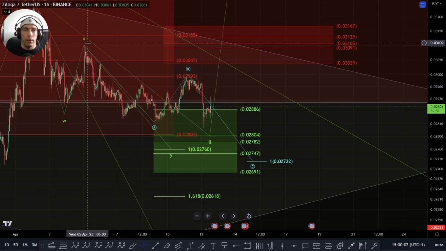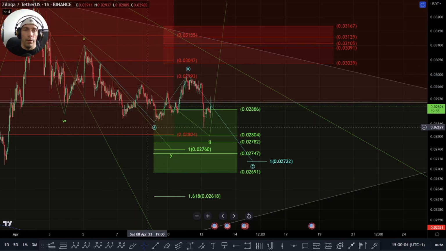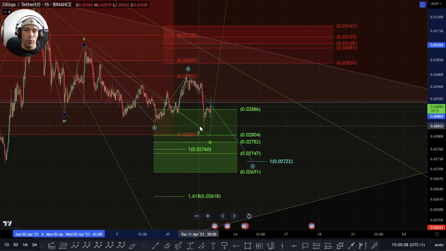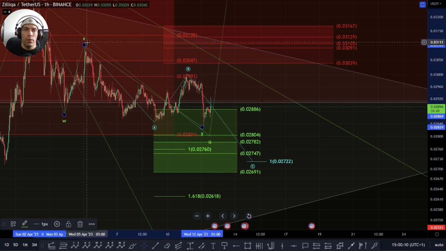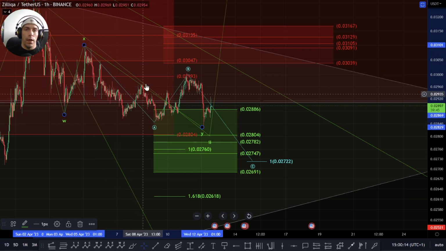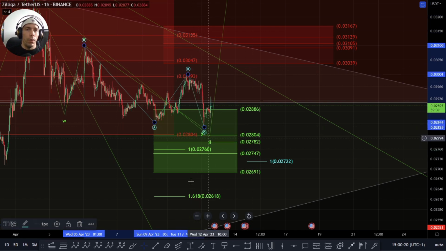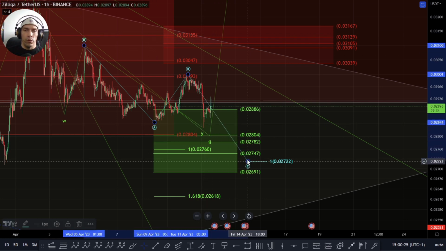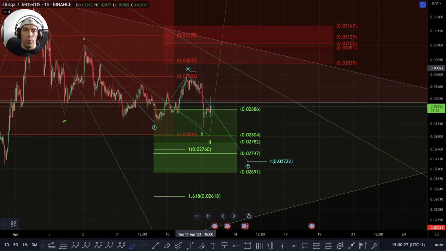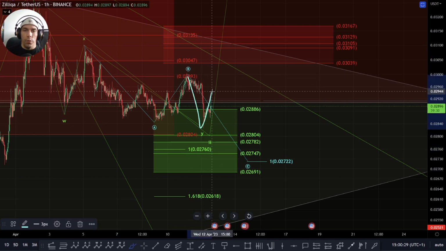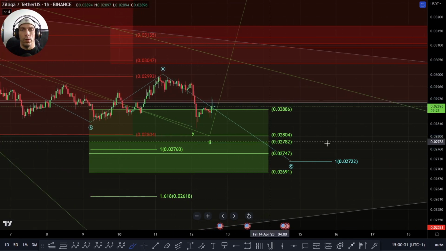Got W, X, and looking for this Y wave. We technically have come down deep enough that this Y wave could actually be in here, and then we'd have to look at this potentially as W, X, and then a flat for a Y wave, possibly. That's the only real way that you could count it into this low at the moment. So I'm going to give it a bit more space here and allow for the fact that we could see this as A, B, and then have that C wave to the downside.